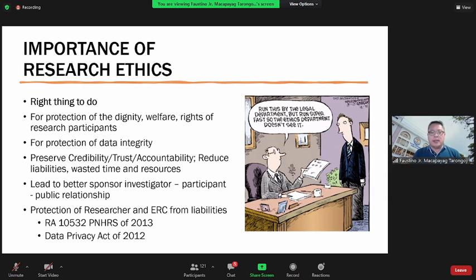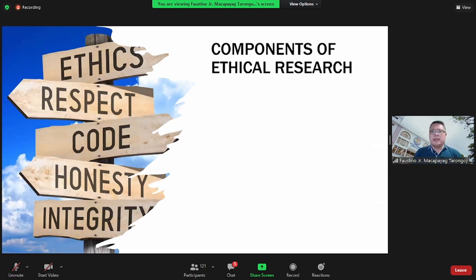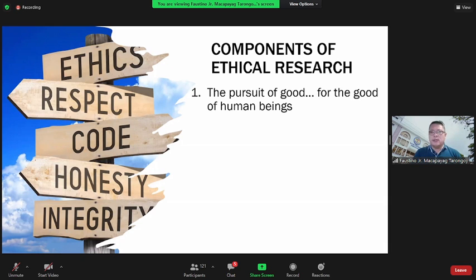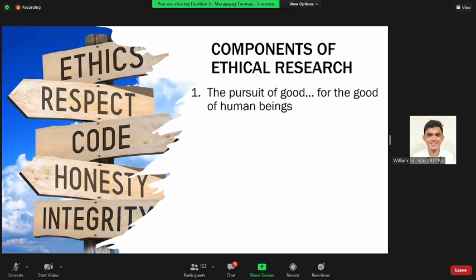Since we have a law already on research ethics, RA 10532, and also in terms of privacy and confidentiality, the Data Privacy Act of 2012. What are the components of ethics that you need to consider in your research? First of all, you always keep in mind that you're doing this research for the pursuit of good, and that is the good of human beings. So your outcome should always be towards that point of view or attitude.